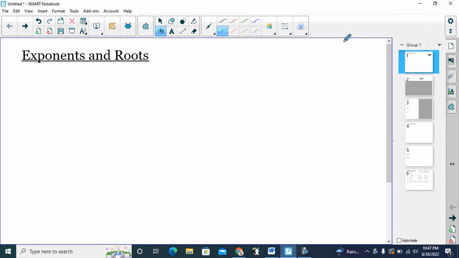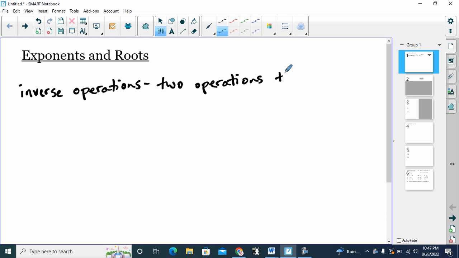Today's lesson is on exponents and roots. Before we discuss exponents and roots, we are going to review what inverse operations are. Inverse operations are two operations that undo or cancel each other out. Two operations that undo each other.